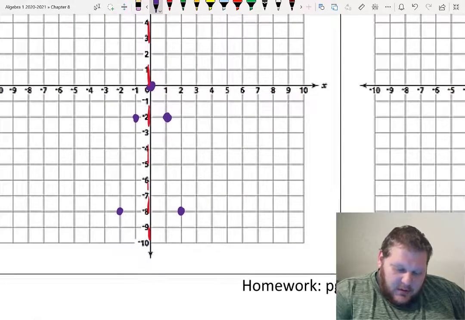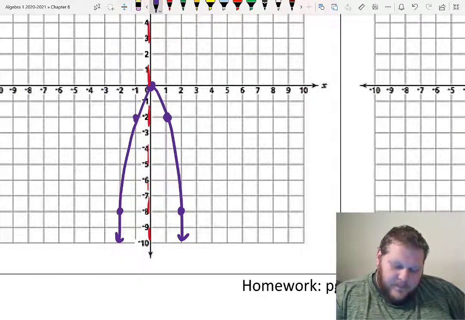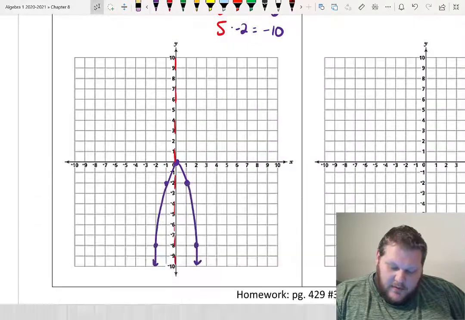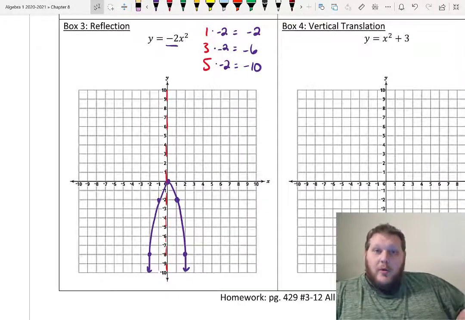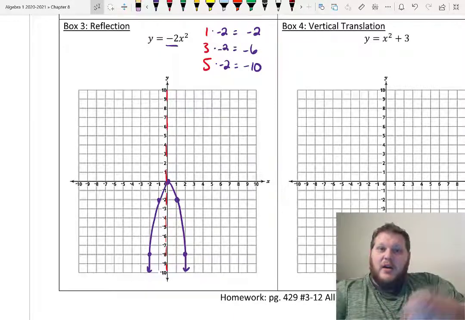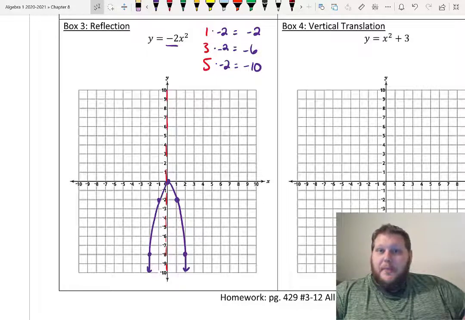So that is what my graph is looking like. So that is the shape of my parabola for box number 3. And again, we can see it's taller than a normal parabola. It's more narrow, it's more slender, but it also is opening down instead of opening up because of that negative sign.